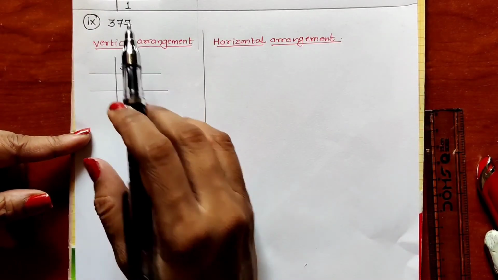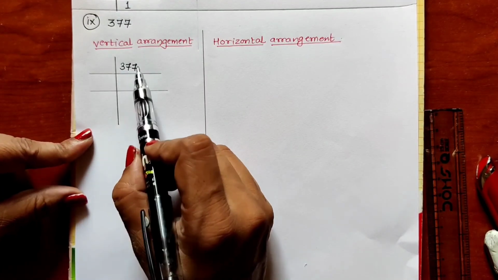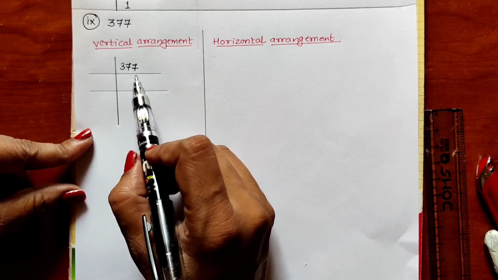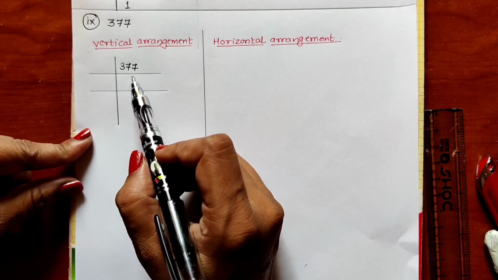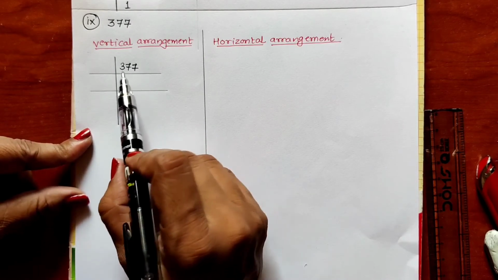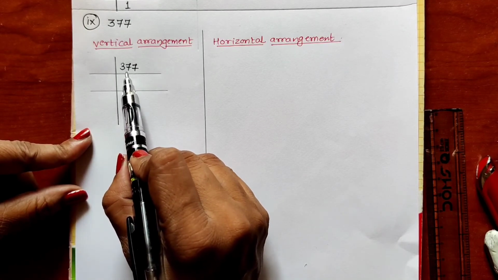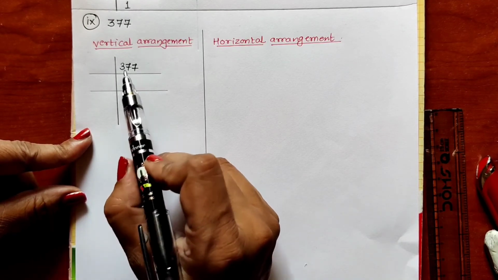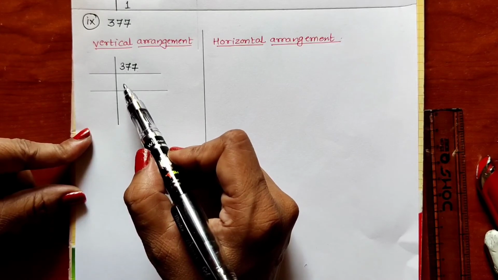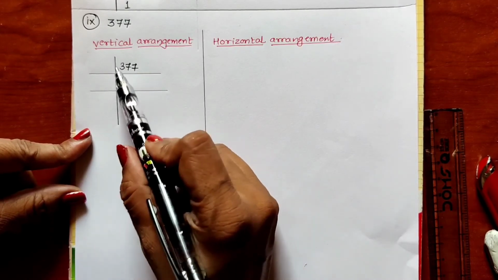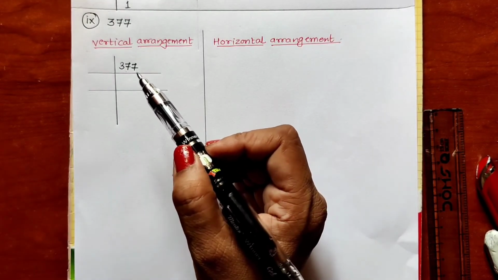Next number is 377. 7 is in the unit place. That means this is an odd number. It is not divisible by 2. Let us check the divisibility of 3. 3 plus 7 is 10. 10 plus 7 is 17. 17 is not there in the table of 3. It is not divisible by 3. That means 377 is not divisible by 3.